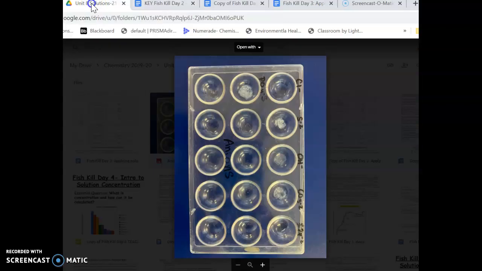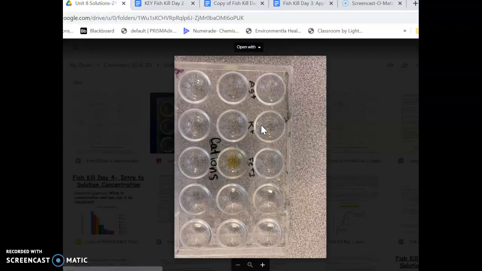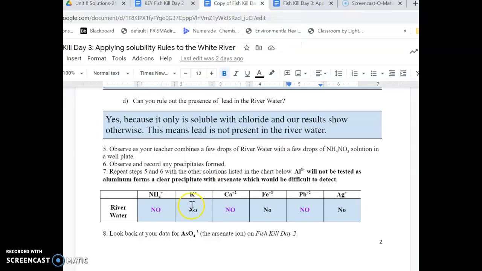So let's look at our image from class. So silver, potassium, and iron, there are no solids in all 3. So since there are no solids forming, that means they are all soluble. So if they're supposed to be all soluble, that would mean no precipitate for all of them. Everything is soluble with the river test.